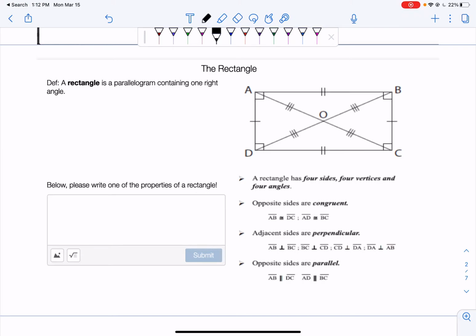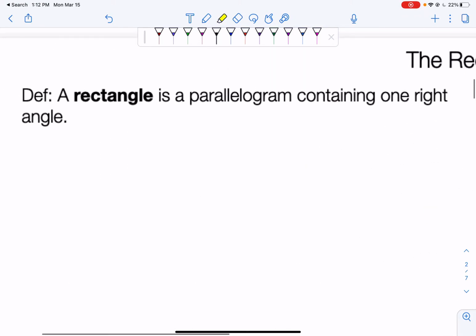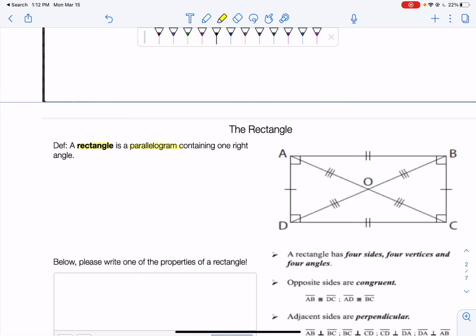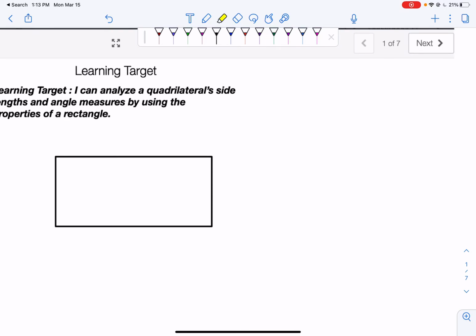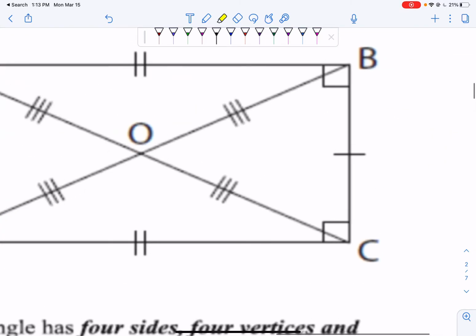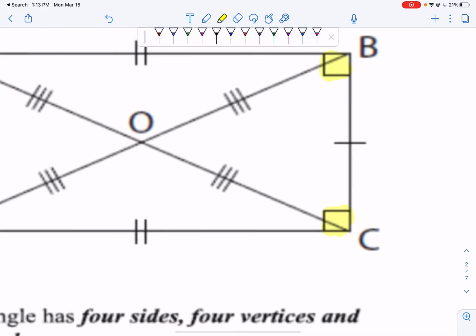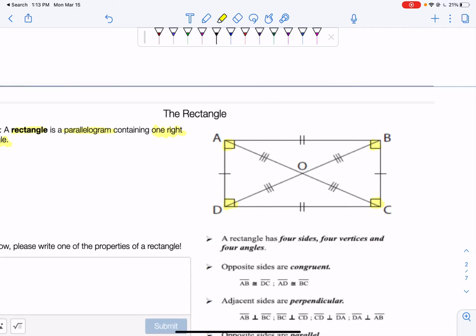By definition, a rectangle is simply a parallelogram containing one right angle, which is a little weird. So we're saying a rectangle is a parallelogram, which is a completely different shape, but it has all the properties of a parallelogram, and then one extra thing: it's got one right angle. But if you look at your visual, you have 4 right angles. I have a right angle at D, a right angle at A, a right angle at B, and a right angle at C. And we know that right angles all measure 90 degrees.